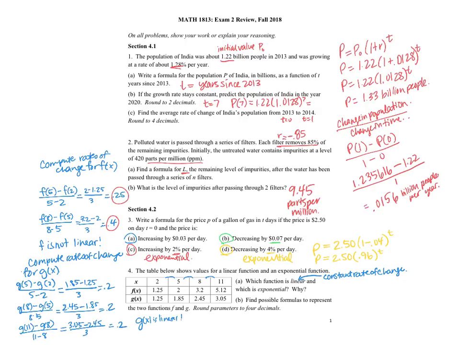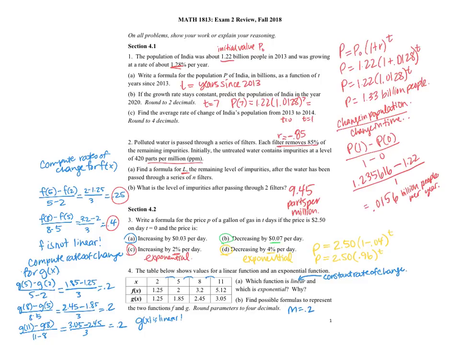Yay. And so what I'm going to do is, for part B, I'm going to find a formula to represent the function g. So I know that for g, my rate of change is 0.2. I already found that. What I don't know is my intercept.